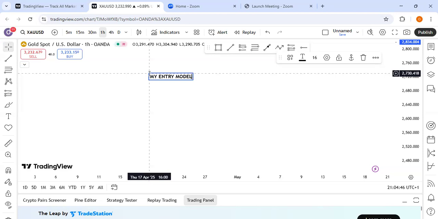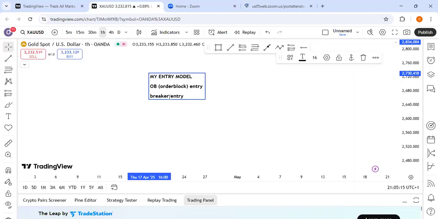So yeah, let me quickly move to my entry models on gold, which is basically what you all know. The OB. OB actually means the order block entry. OB entry. And of course, the second one is the what? Breaker block entry.